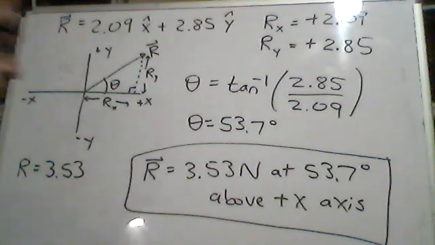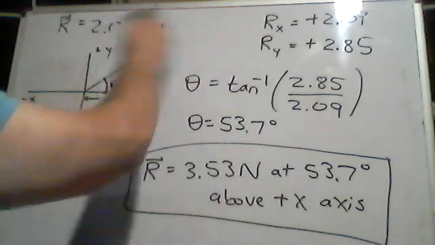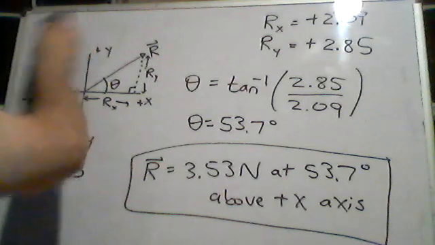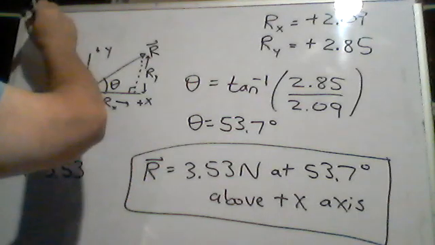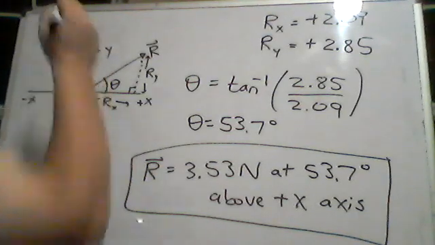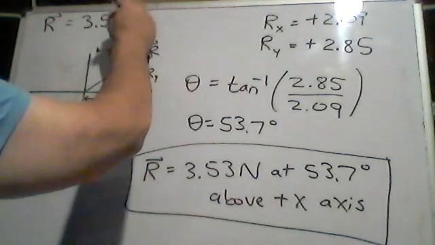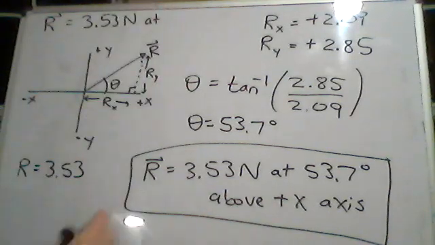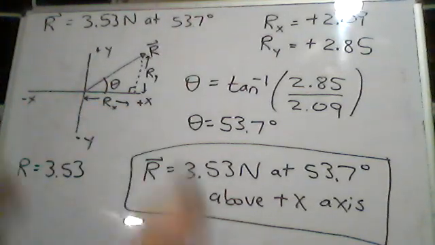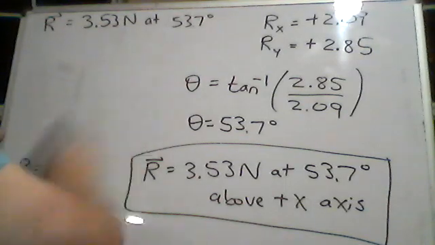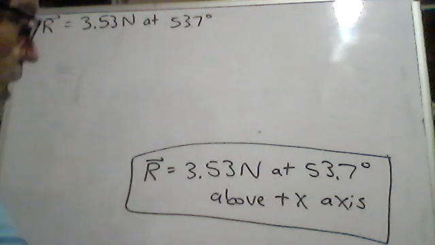So I'm going to save this off and write it up here, so I can compare this number with what I get from the graphical method. We're going to talk about a different method in a moment. This is from the algebraic method, and I'm just going to remind ourselves what that is by putting it up in the corner: 3.53 newtons at 53.7 degrees above the positive x hat axis. So I'm going to erase all this other stuff, write the final answer in the upper corner, and move on.